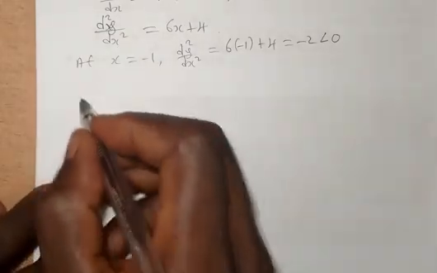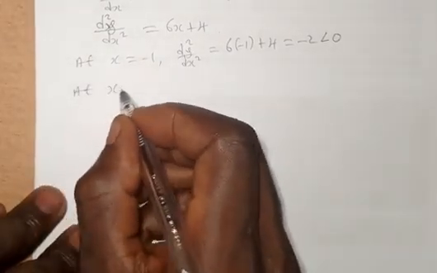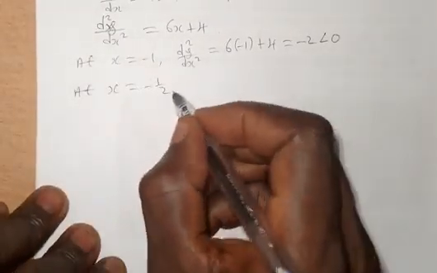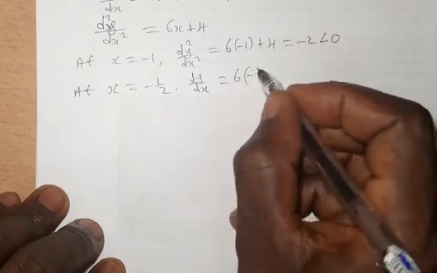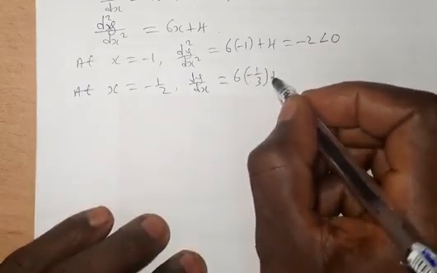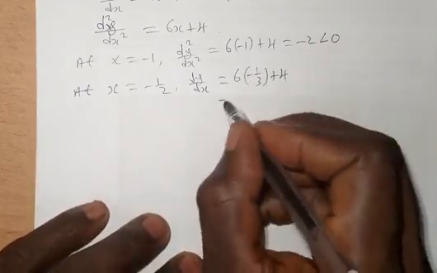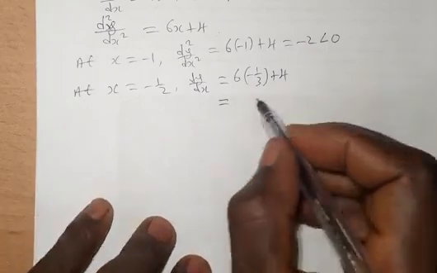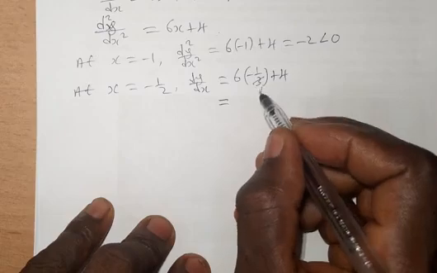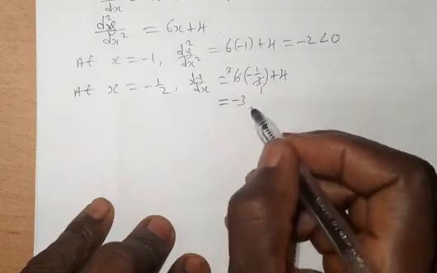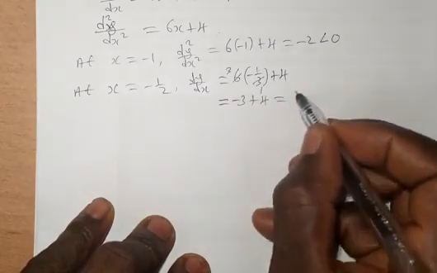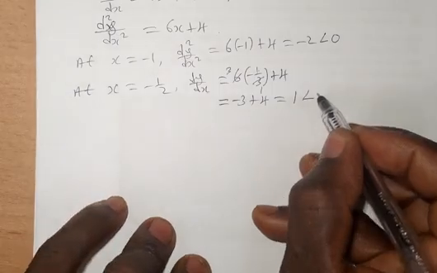Then the next one is at x = -1/3, where d²y/dx² = 6(-1/3) + 4. This definitely will be the same thing as: 3 here, 1 and 3 here will give us 3. So this will give us -2 plus 4, which is equal to 2, and the value is greater than 0.